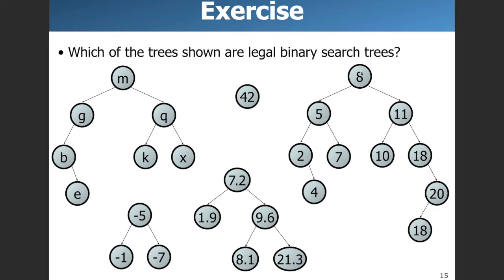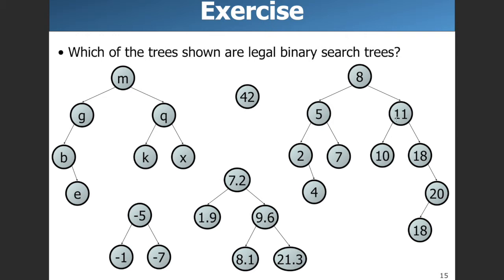The next tree is a tree of integers. Let's see. It has a root 8, which has two children, 5 and 11. 5 is less than 8, 11 is greater than 8, so we are good here. 5 is greater than 2 and it's less than 7. So perfect, that's what we want. And 2 is less than 4, so we are good here too. Let's take a look at the right subtree.